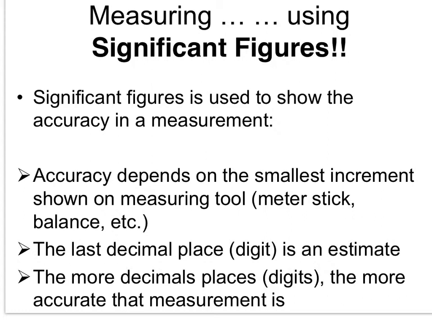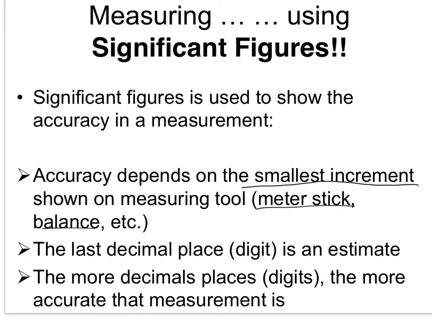Significant figures are definitely students' favorite thing that we're going to learn this year. Significant figures are how we properly measure using any given device scientifically, or how to scientifically measure. So significant figures are used to show the accuracy in a measurement. So accuracy depends on, and I would recommend highlighting this, accuracy depends on the smallest increment shown on a measuring tool. So that's like on a meter stick or a balance or anything like that.